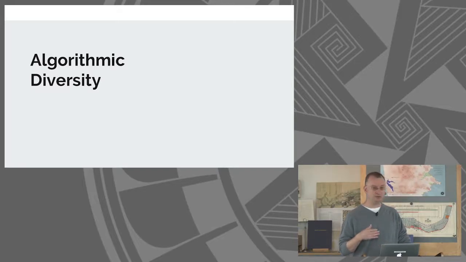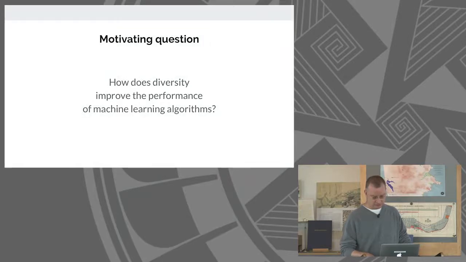And then after that, I want to shift to a different but also very important topic, which is once we have these algorithms, to what extent does the bias in these algorithms impact human diversity? So they're both very important topics. Okay, so let's jump in with algorithmic diversity. So the motivating question again is, how does diversity improve the performance concretely of a machine learning algorithm? So that's the question that I want to try and get to.